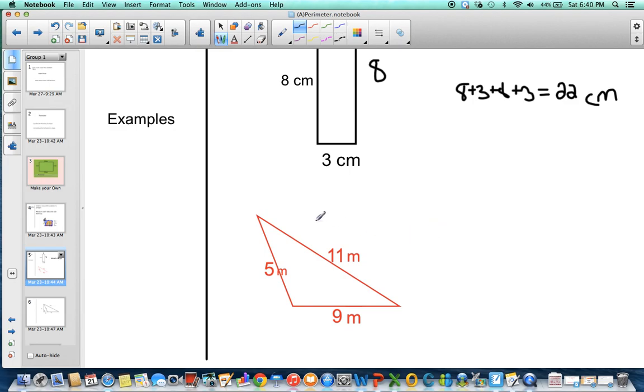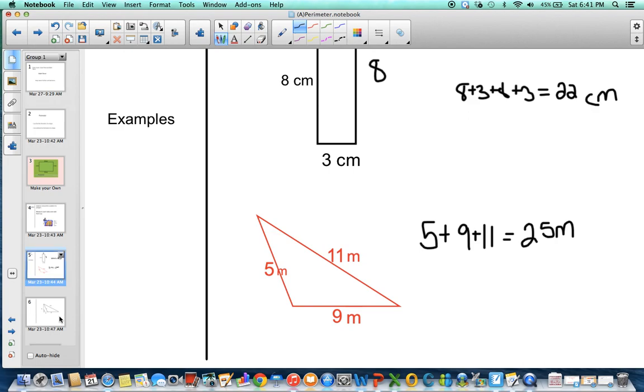Hopefully you've done the work and you've drawn your triangle, and again you're going around the triangle. Sometimes in shapes you will find numbers in the middle, or even on the outside of a shape. Those are for area. We are only worrying about the outside of the shape. So in this case we would have 5 plus 9 plus 11. 5 plus 9 is 14, plus 11 is 25, and it's 25 meters. If you write down your work, yes, you may use a calculator.